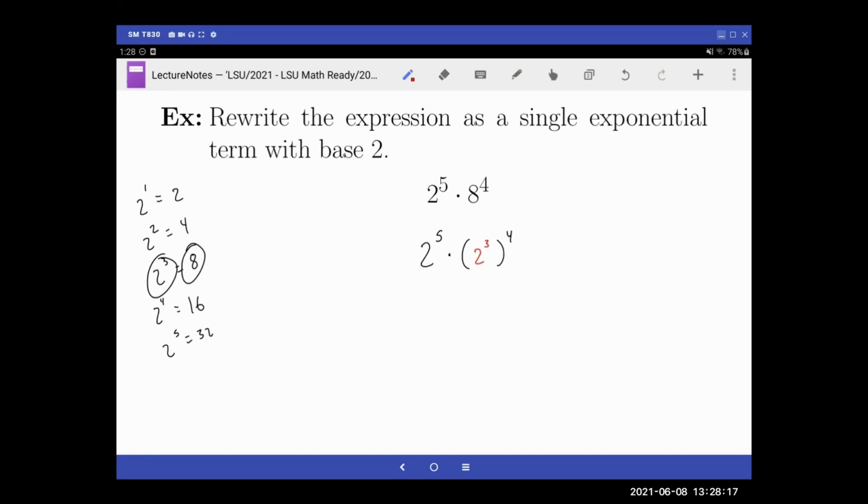Okay, and then if I'm trying to simplify this, again, if you're raising something that has an exponent to another exponent, you multiply the exponents together. So we have 2 to the 5th times 2 to the 12th. And then add the exponents together, and I get 2 to the 17th power. So 2 to the 17th is this rewritten with a single base.